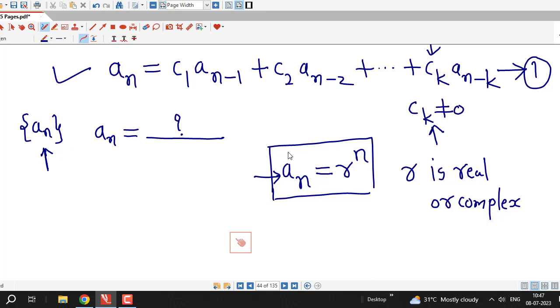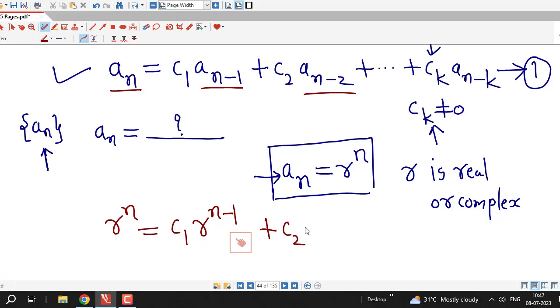Now if this is the solution, then it will satisfy this recurrence relation. So we can substitute an equal to r raised to n. This is equal to c1 times an minus 1. If an is r raised to n, an minus 1 is r raised to n minus 1, plus c2 times an minus 2, which is r to the power n minus 2, and so on. ck times an minus k is r to the power n minus k.